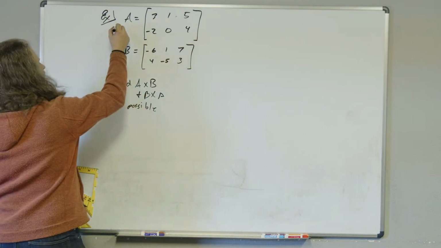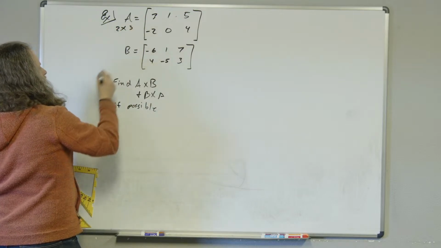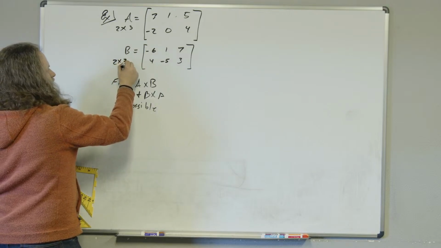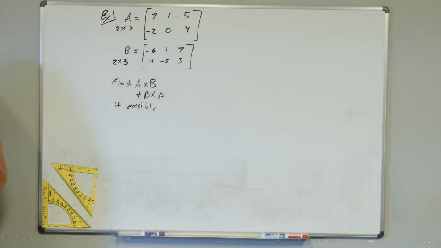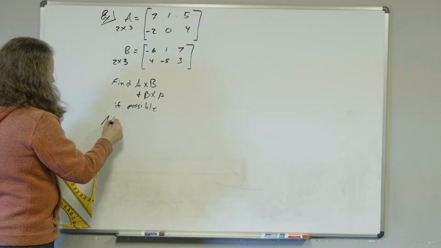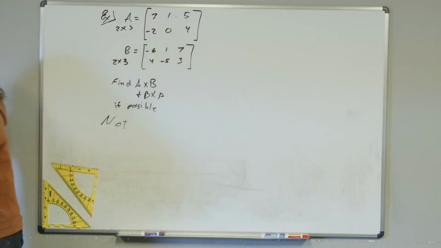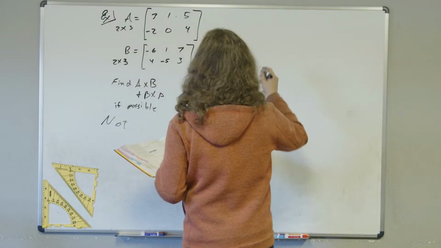So A is a 2 by 3 matrix. B is a 2 by 3 matrix. That's true. Not possible either way. Great. That was easy. Let's do the same sort of example. If we're real lucky, these will be multipliable.